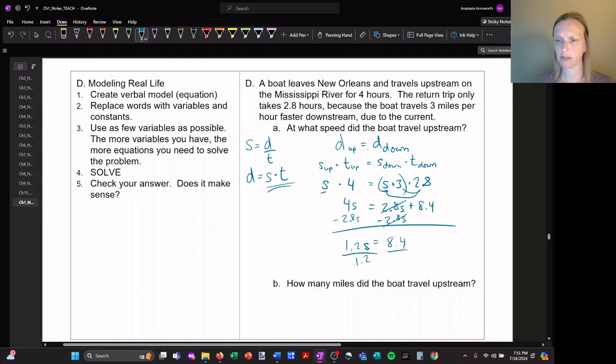And now I can divide both sides by 1.2, and I'm left with s equals 7 miles per hour. 7 miles per hour is the boat's speed upstream.